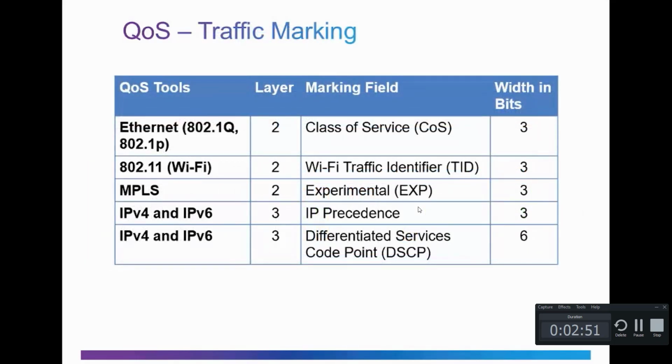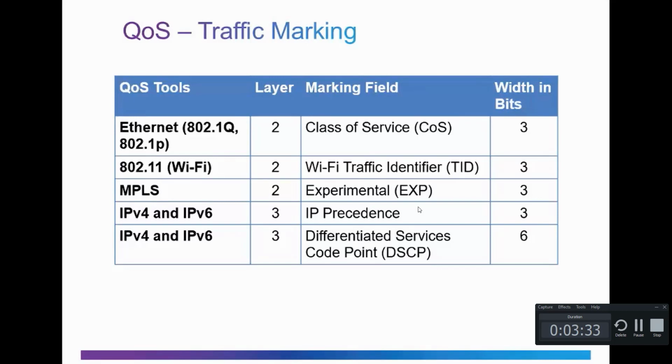If we look a little closer at QoS traffic marking, we can see that traffic marking happens at both layer 2 and layer 3. At layer 2 we have class of service, or CoS, which happens using the 802.1Q VLAN tagging and 802.1p quality of service protocols. Traffic marking at layer 2 happens on the local area network and is limited to the LAN using layer 2 switches. Under Wi-Fi, traffic marking happens with the Wi-Fi Traffic Identifier field, or TID. With MPLS, you have the experimental, or EXP field, also at layer 2.